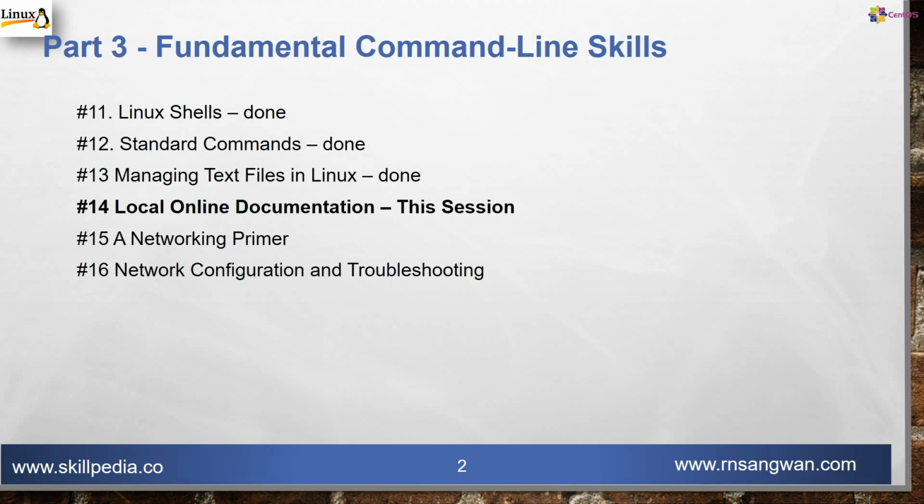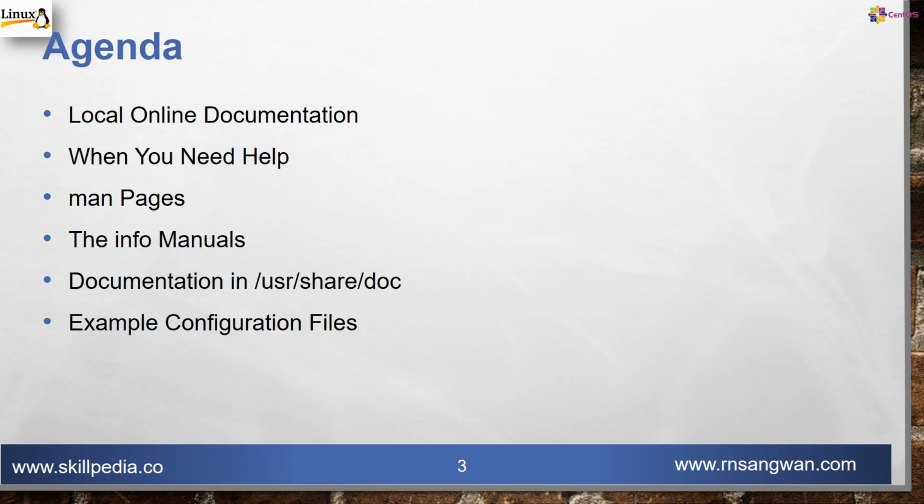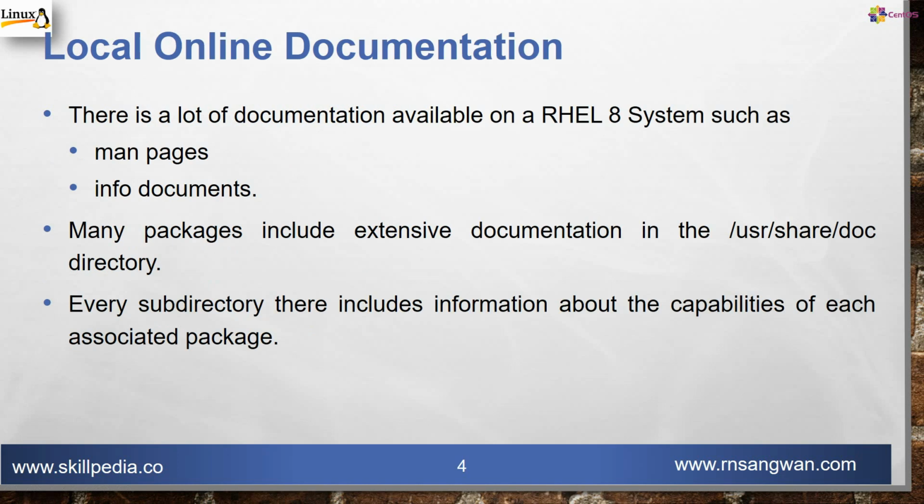This session is section 3, part 3, fundamental command line skills. We have done sessions 11, 12, 13, and this is 14, which is online documentation. The agenda of the session is local online documentation: when do you need help? The manual pages, the info manuals, documentation in /usr/share/doc, and example configuration files. In other words, this session will assist you whenever you are stuck and whenever you want to take help. So let's talk about this session.